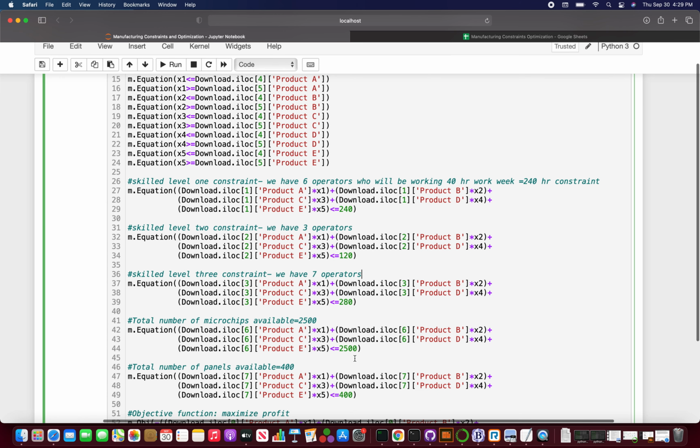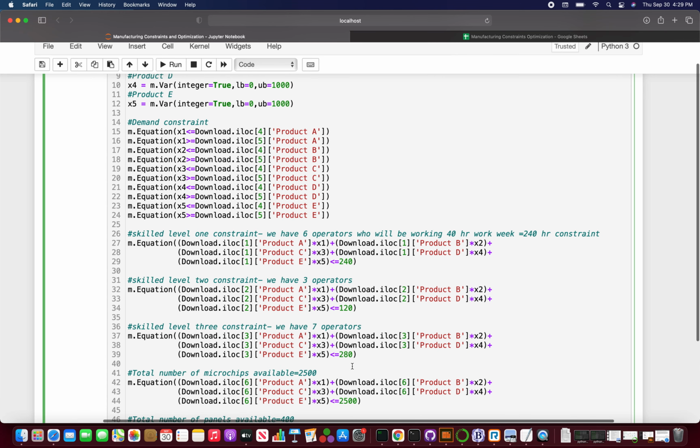Next, we're going to look at some of the material constraints. So for the microchips, we only have 2,500 microchips on hand for this week. And so we need to make sure that in our optimization, we appropriately allocate these microchips based on that constraint. And lastly, the number of total panels available is 400.